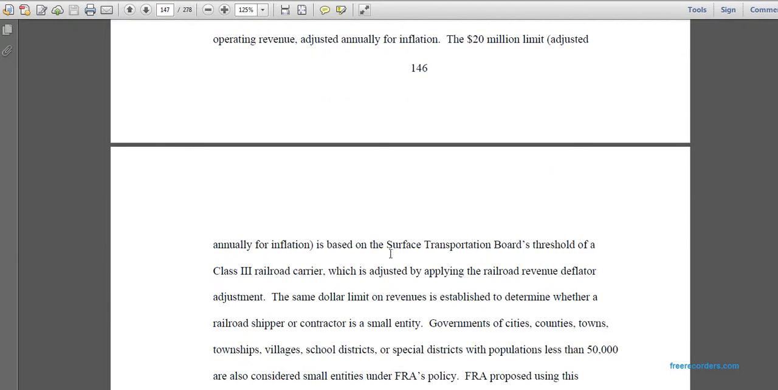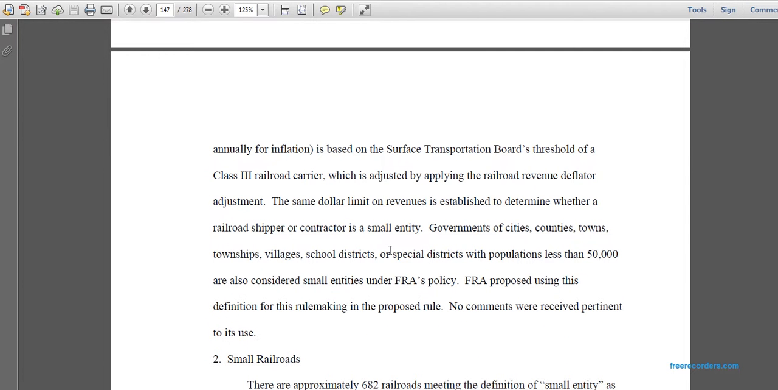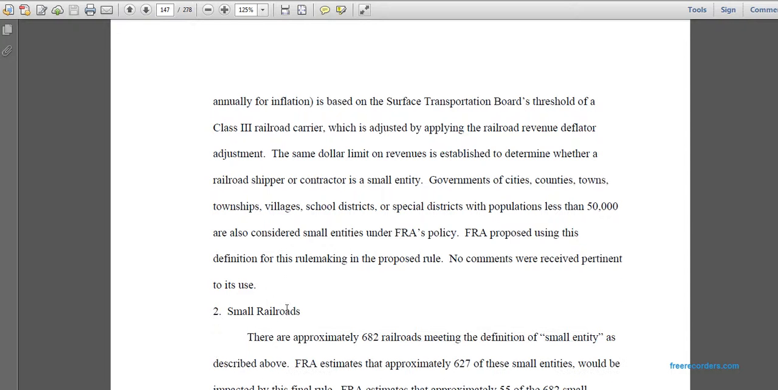The $20 million limit adjusted for inflation is based on the Surface Transportation Board threshold of a Class 3 railroad carrier, which adopts a railroad revenue deflator adjustment. The same dollar limit of revenues is established to determine whether a railroad, shipper, or contractor is a small entity. Governments, cities, counties, towns, townships, villages, school districts, and special districts with a population of less than 50,000 are considered small entities. FRA policy: FRA proposed using this definition in the proposed rule. No comments were received pertaining to its use.